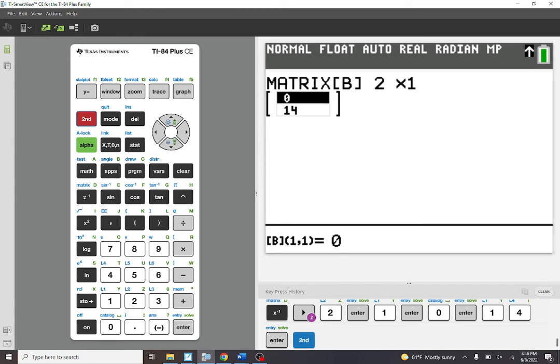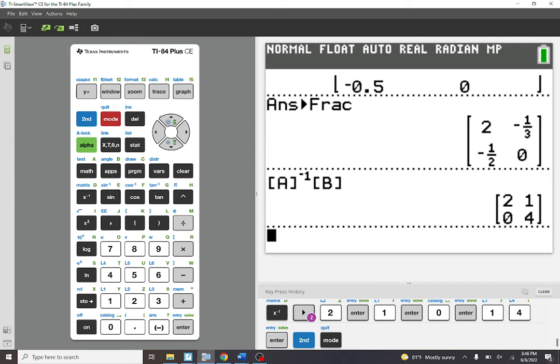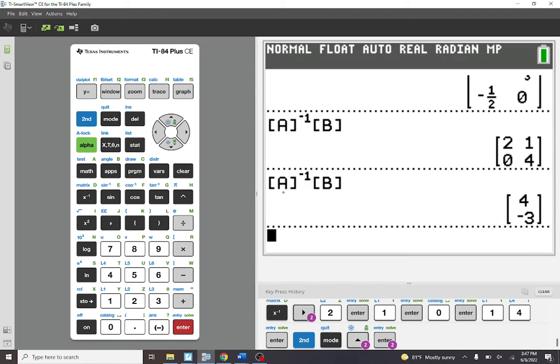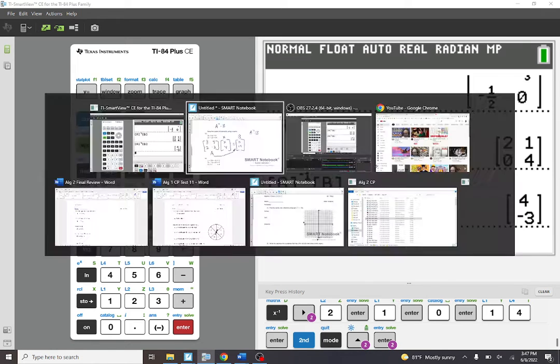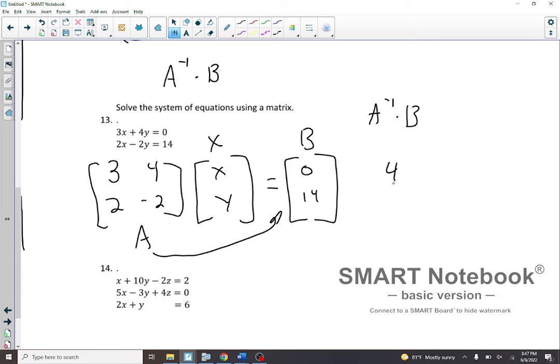Second, quit. And then, even I could kind of make it easier. I could just recopy the same thing over here from the previous question, because I replaced a to b to be the new one. And this one is 4 comma negative 3. So 4 equals x, negative 3 equals y. If I put x and y like this, your answer is going to be like that.